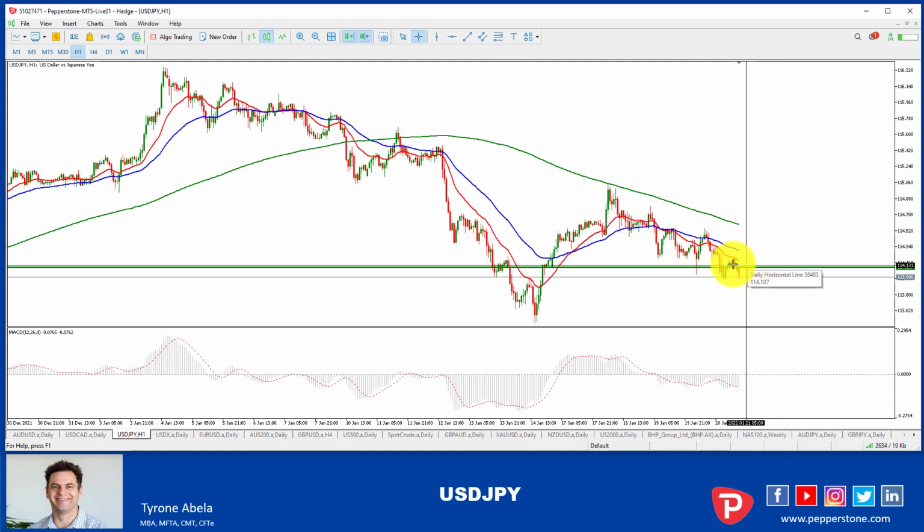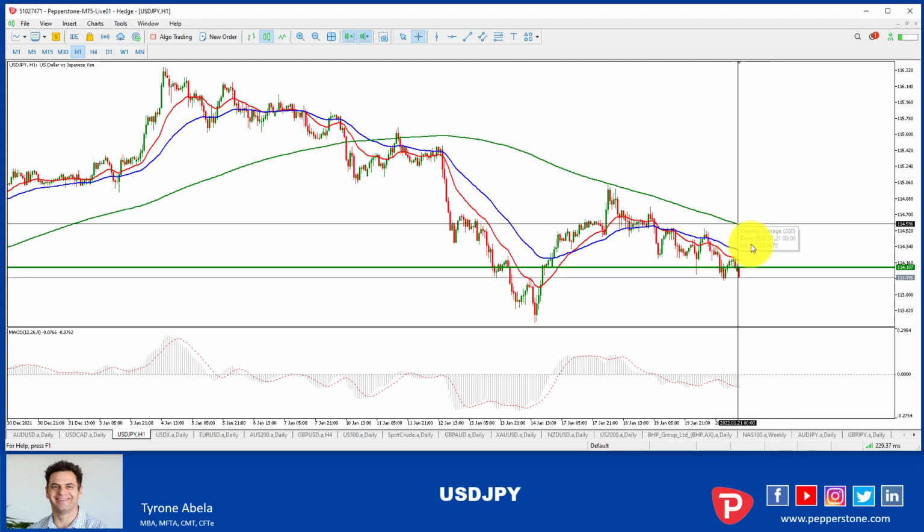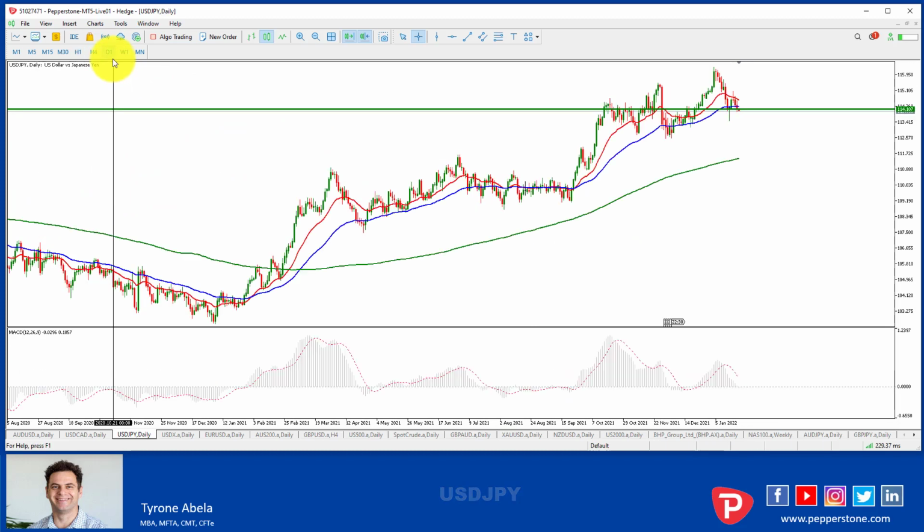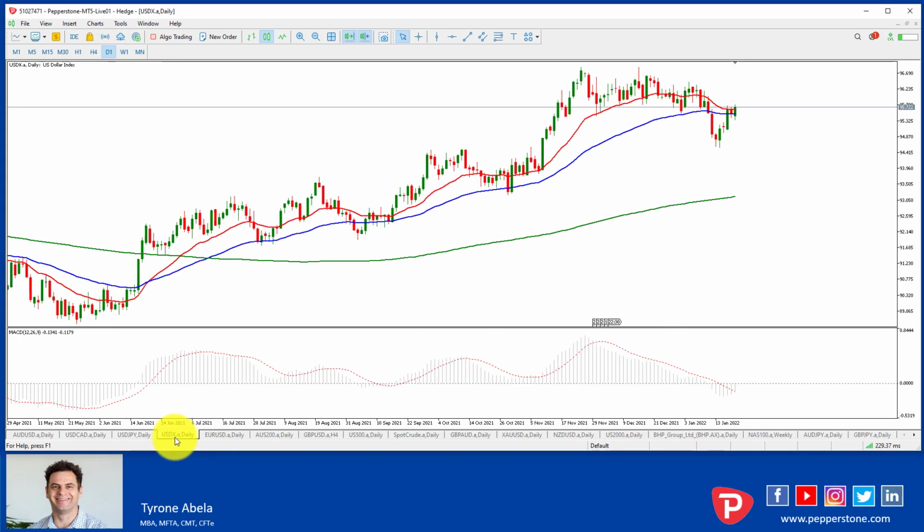All right, so that's the two traps that we want to set for this one. Set your alerts for those two levels, and we should be good on the US dollar yen. All right, we'll go to the dollar index now.